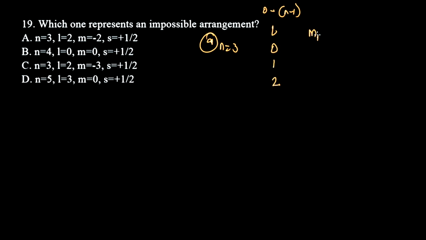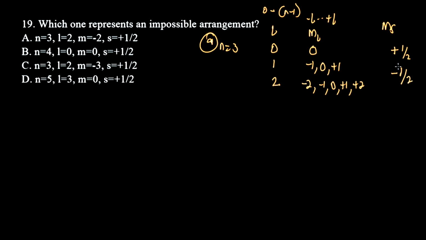So the ml is basically the range of values. It can be negative L to positive L, right? Because this L here is 0, it just has one value, 0. This has a range of values, negative 1, 0 and positive 1. This we have negative 2, negative 1, 0, positive 1 and positive 2. And the next one is basically the ms, which is the spin. So spin can be positive 1 over 2 or negative 1 over 2 depending on its direction.